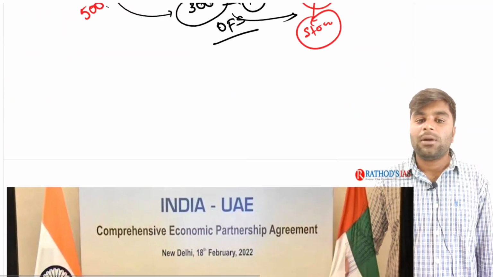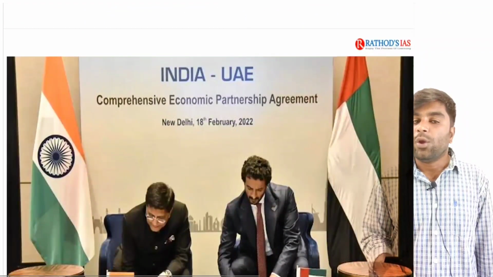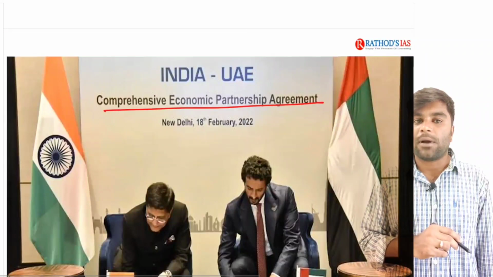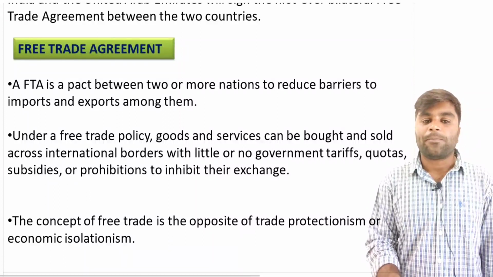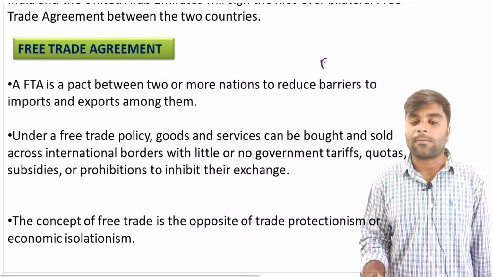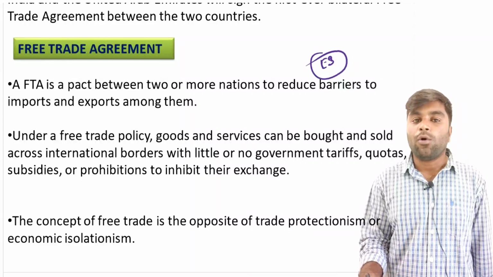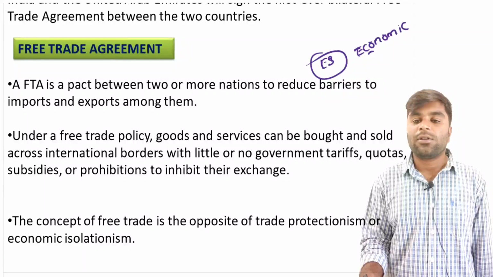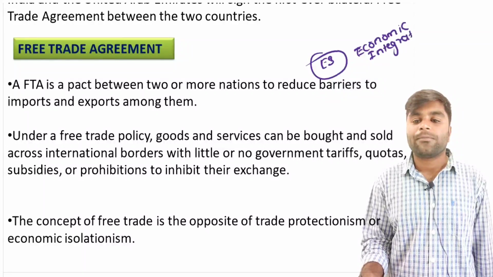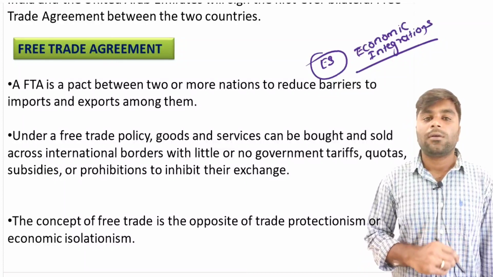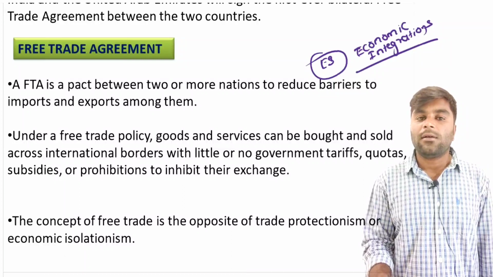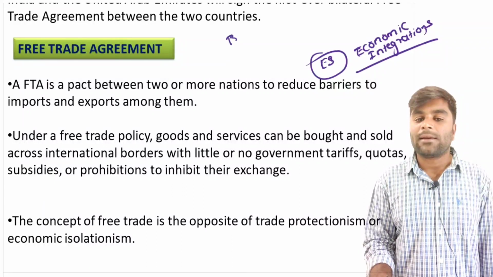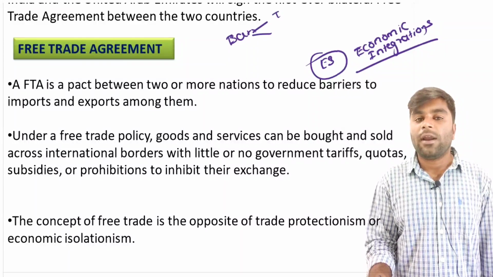Next, we have the next article, India and UAE's Comprehensive Economic Partnership Agreement. This is very much important. When we discussed the external sector, there we clearly discussed even the economic integrations. We have discussed the economic integrations, right?